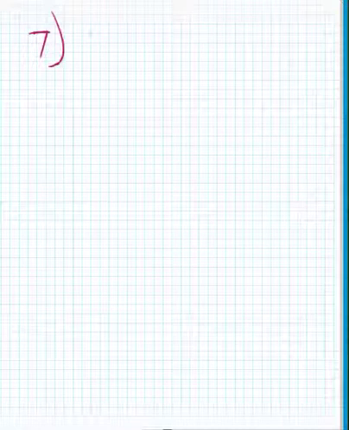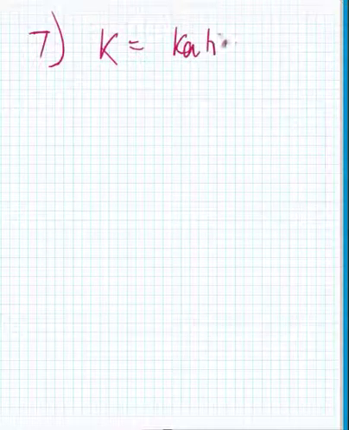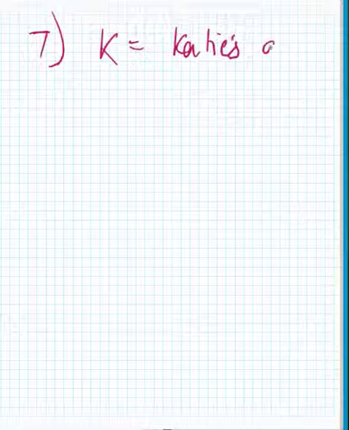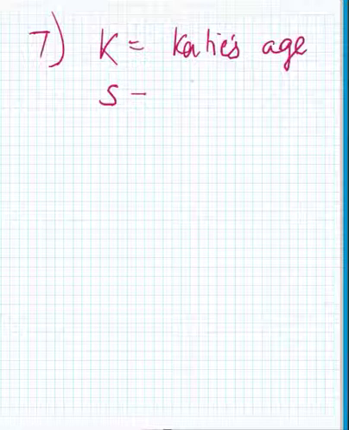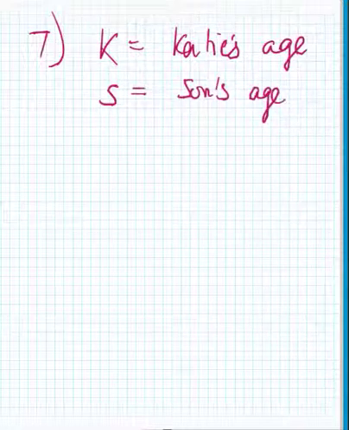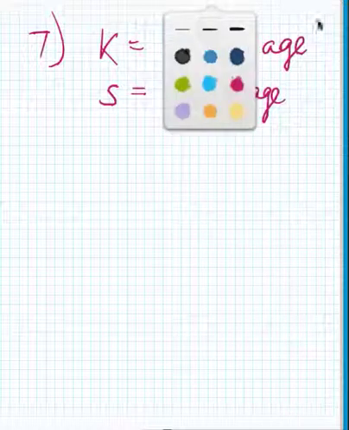So we've got Katie's age. So K can be for Katie. Katie's age. And we'll use S for her son. S can be the son's age. All right, so now let's come up with some equations from that information.